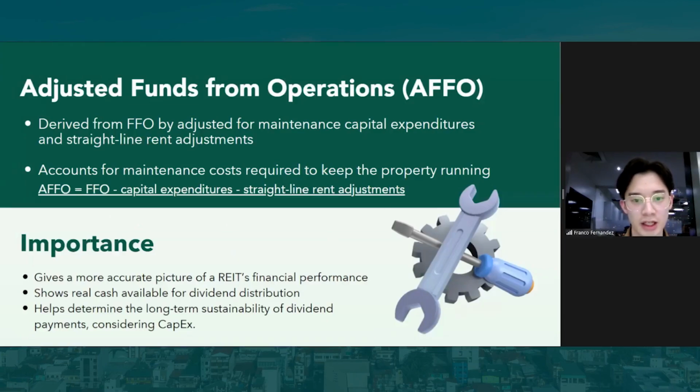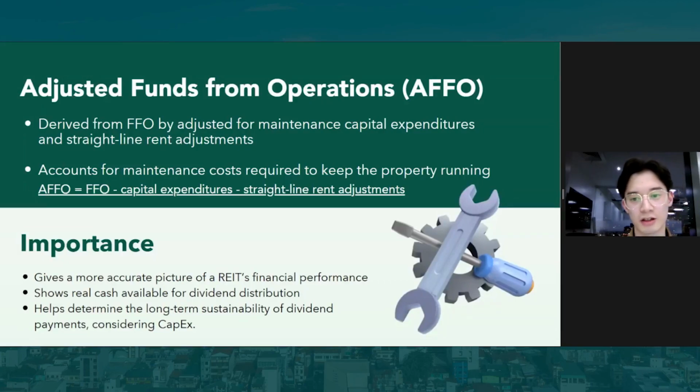It's calculated by taking FFO and subtracting recurring CapEx and other adjustments like straight line rent adjustments to reflect a more accurate measure of cash generated. So AFFO provides an even more accurate measure of its operational performance because it accounts for maintenance costs required to keep the properties going. This metric offers investors a clear view of how much cash is available for distribution to shareholders, and can also be used to compare with other REITs to see which one is more profitable.